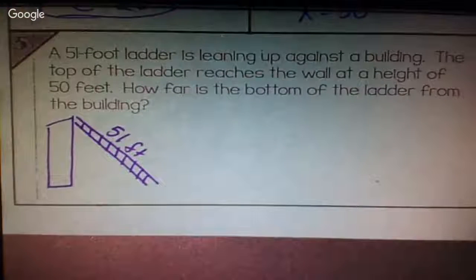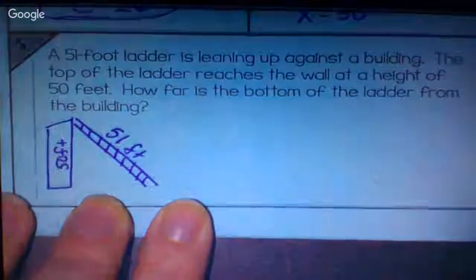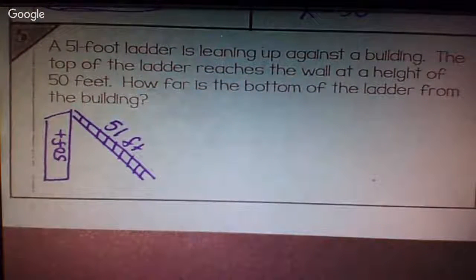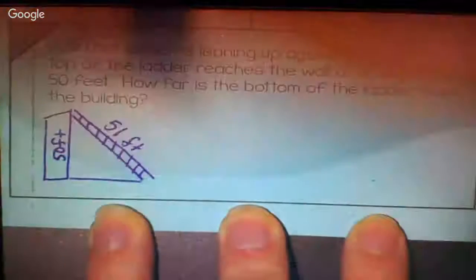It leans up against the building. The top of the ladder reaches the wall at a height of 50 feet. So this is 50 feet. Oh, wait, never mind. Okay. They want to know how far the bottom of the ladder is from the building. So they want to know this.